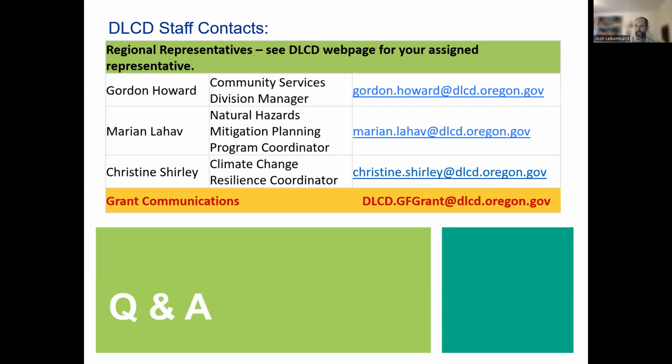Jennifer, you asked a question about who actually makes the decisions on the funding. Is it a panel? Are regional reps involved? Is it during a public meeting? The answer is it's not during a public meeting. This is an in-house DLCD decision. Essentially, the regional representatives get the first review of projects in their region. We go through and provide input. We fill out a form that answers a few questions.